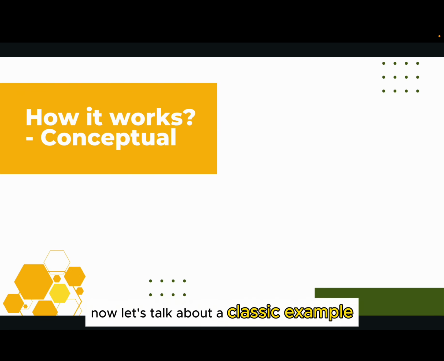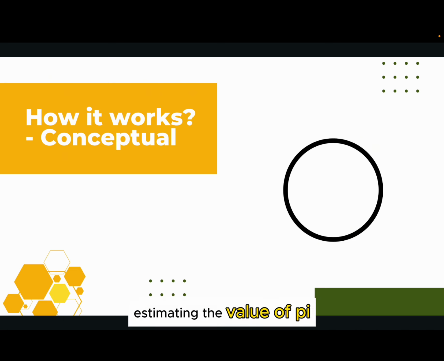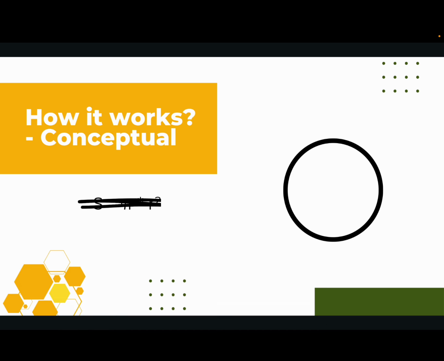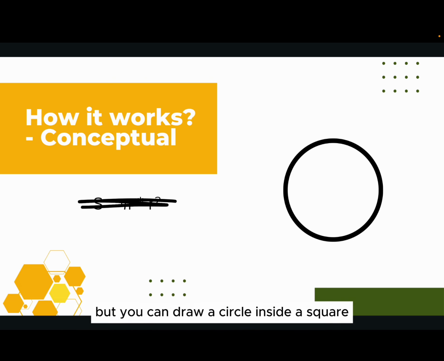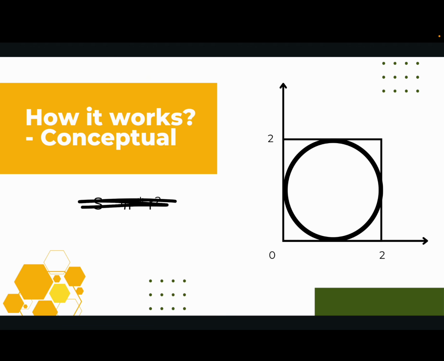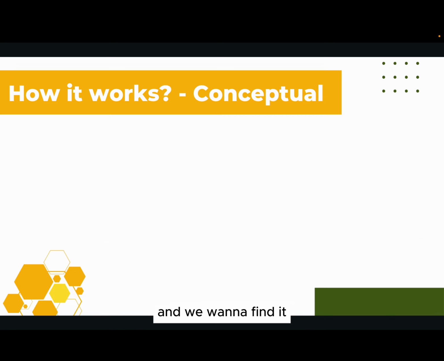Now let's talk about a classic example, estimating the value of pi. Imagine you don't know the formula for the area of a circle, but you can draw a circle inside a square. The area of this square is easy. It is 2 times 2, equal to 4. But the area of the circle is unknown, and we want to find it.